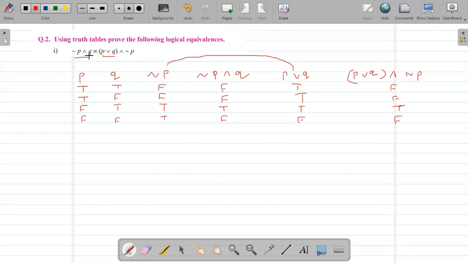Can you guys easily see this was the LHS part? I will write it here, LHS, and this is your RHS part. Are both the columns the same? Yes, sir. So we have proved this. Okay, this we have to prove, and this is how we are going to prove this kind of question.